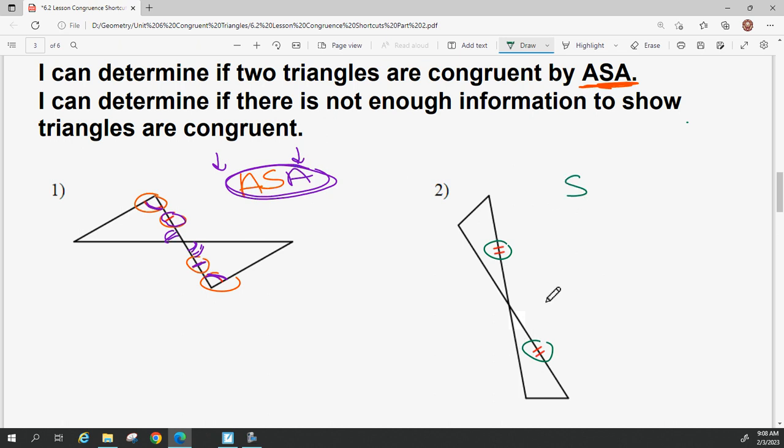Here I have a pair of sides. Here I have some vertical angles, so that means I have one angle. I've run out of things that are marked up, and so I don't have enough information to show these triangles are congruent. Again, they might be congruent, so let's not say not congruent. However, I don't have enough information to use one of the shortcuts I know to say they're congruent, and so we'll just say not enough information.